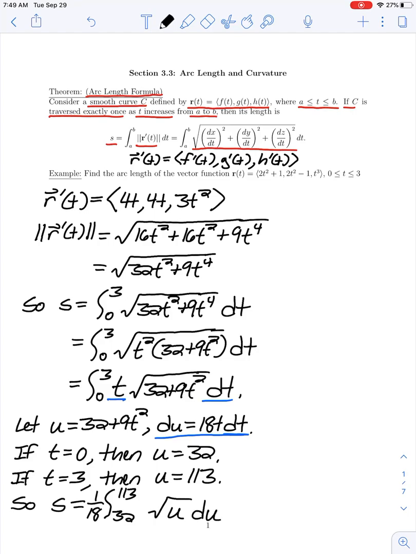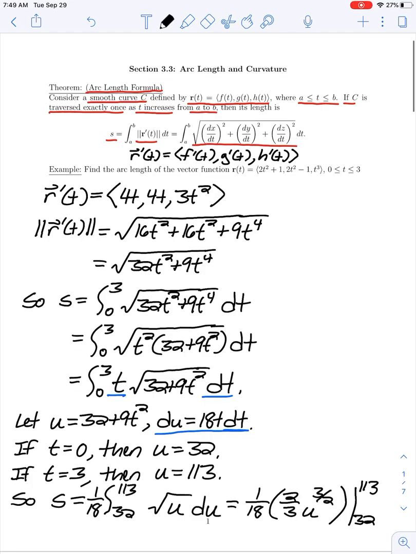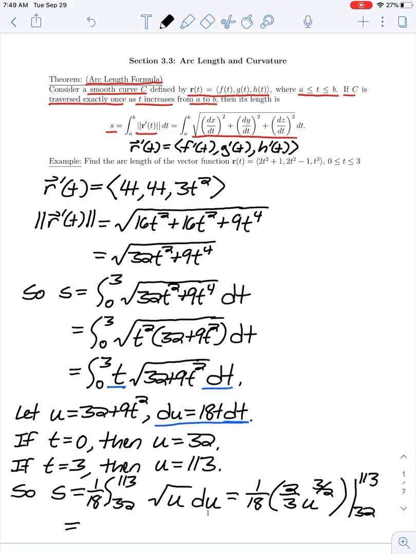We've got our du on the end. So for our antiderivative, we have 1 over 18 times the antiderivative of root u, which would be 2/3 u to the 3/2, which is being evaluated from 32 to 113. So finally, evaluating this expression, we have 1/18 times 2/3 gives us 1 over 27.